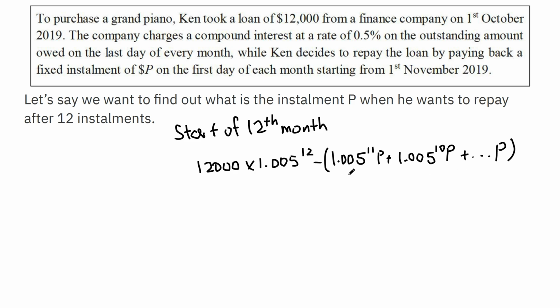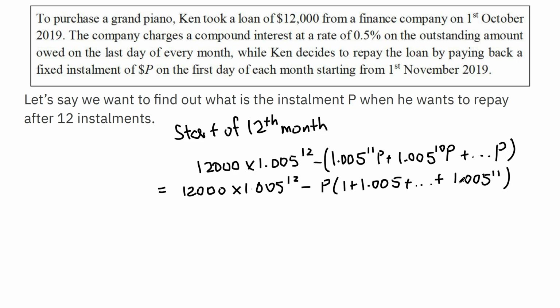And now what we can do is we can actually factorize out P from this bracket over here. So we will get 12,000 times this minus P multiplied by 1 plus, I'm just changing the order, flipping the order, so we get this.